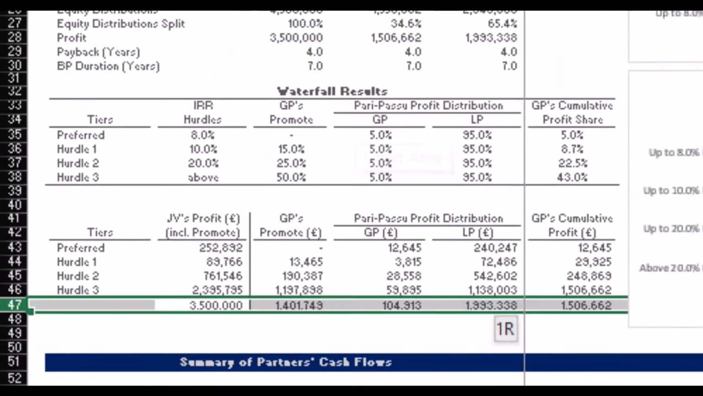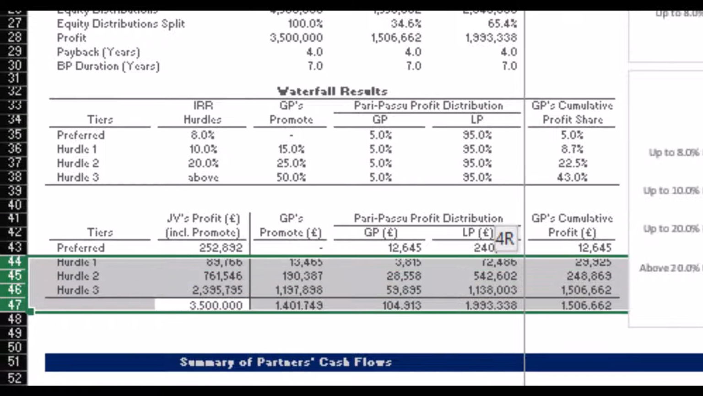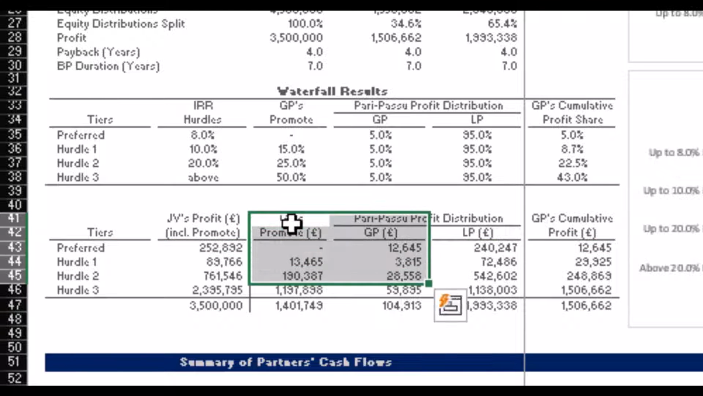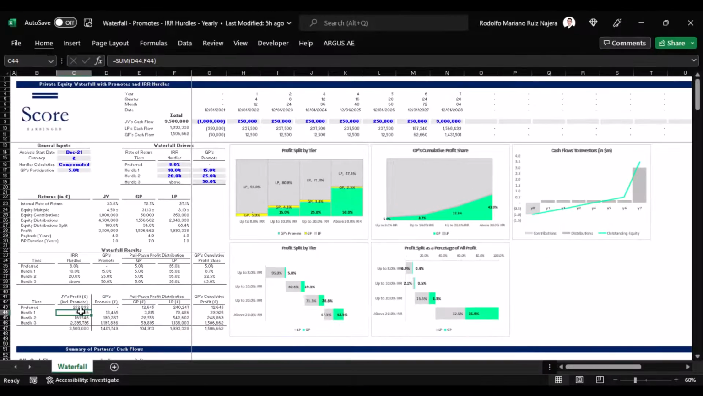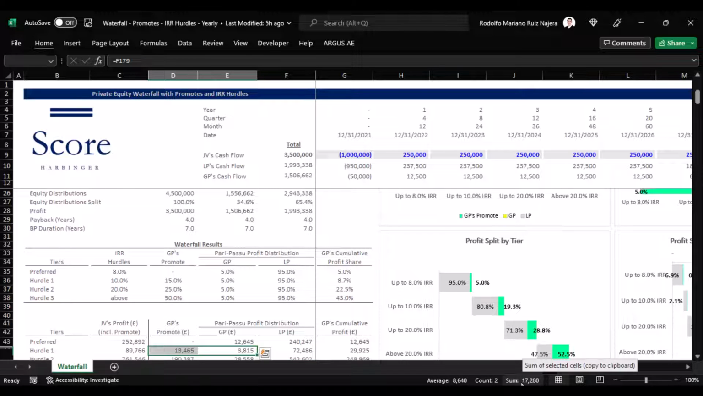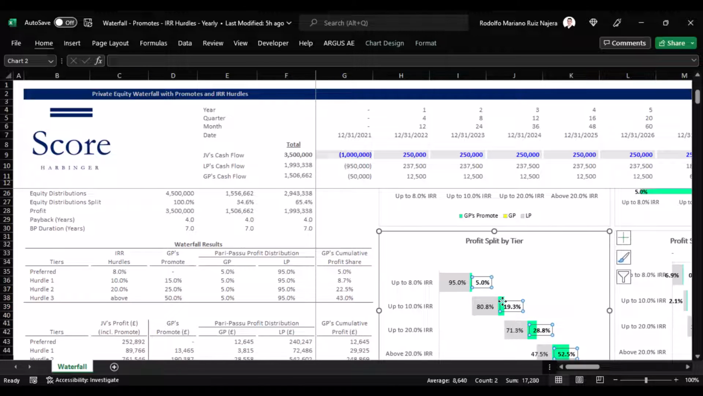We can see how we have broken down the $3.5 million of profit by rate of return tier and also between promoted interest and pari passu profit distributions. So for example, at the 8 to 10% IRR tier, $13,000 correspond to 15% of the profits in that tier, $3,800 to 5% of the remainder, and $72,000 to 95% of the remainder. Now this $13,000 plus the $3,800 equals $17,280. Those $17,280 represent 19.3% of the profits in that tier.